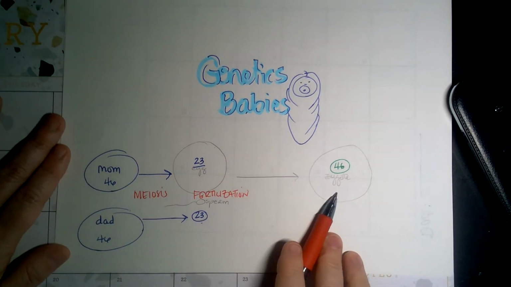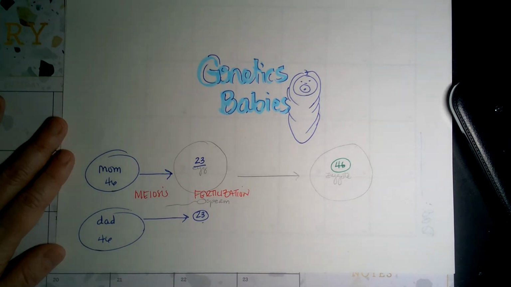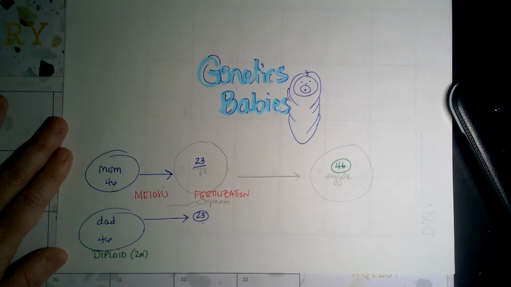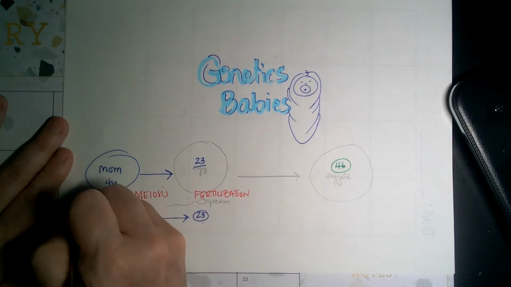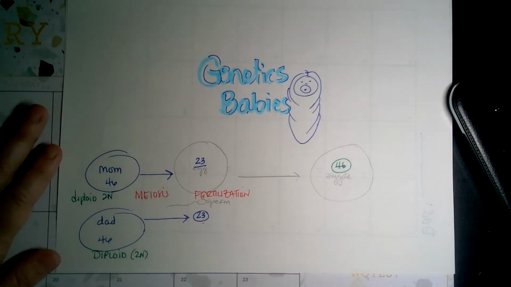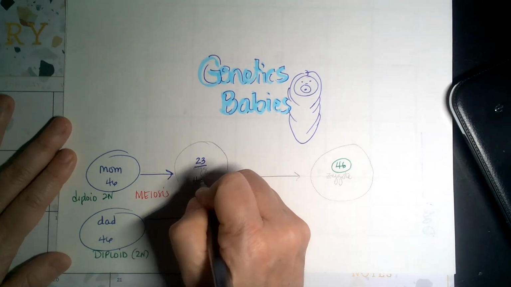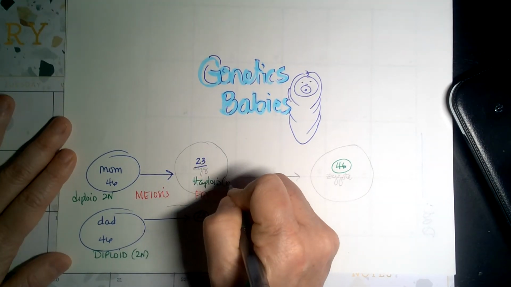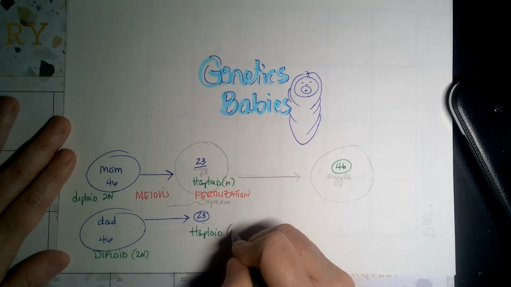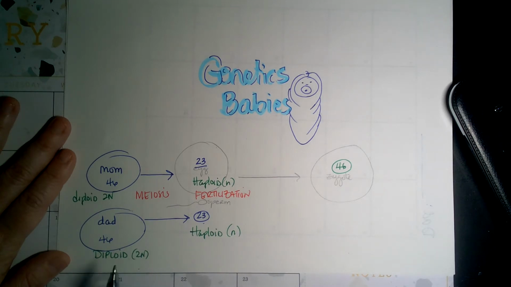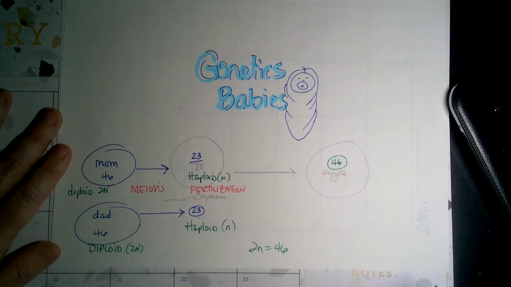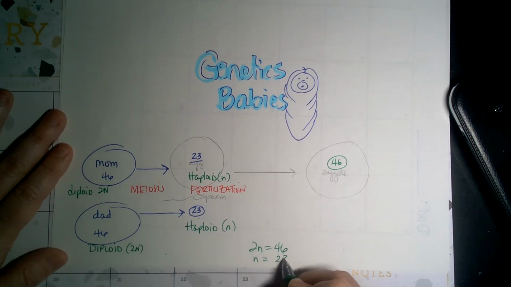In fertilization we get our diploid organism. This is diploid because it has double. This is also a diploid cell. Mom's and dad's body cells are diploid, but their egg and sperm cells are haploid, so that would be N. For humans, our diploid number is 46, so 2N equals 46. Our haploid number, N, is half of that, 23.